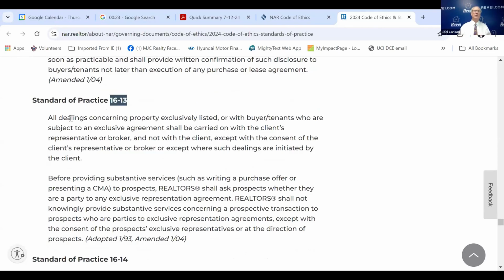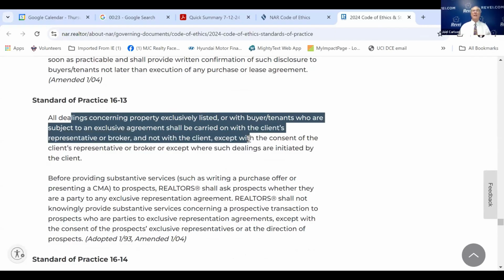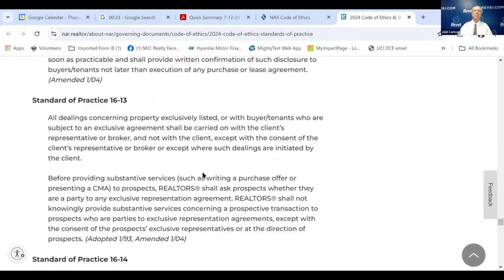13, when dealing concerning properties exclusively listed with a buyer, the client's representative, and not with the client, except with consent of the client. In other words, if you have a question, you contact the agent first. If the agent won't tell you or doesn't get back in touch with you, now you can go and talk to the seller, but you better put it in writing, the substantive services.